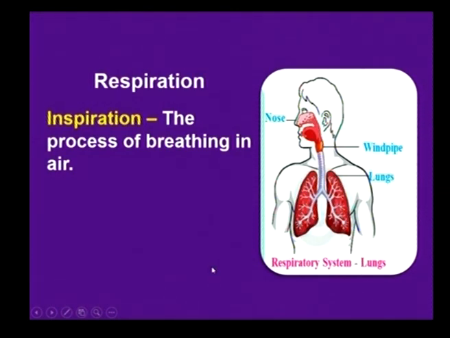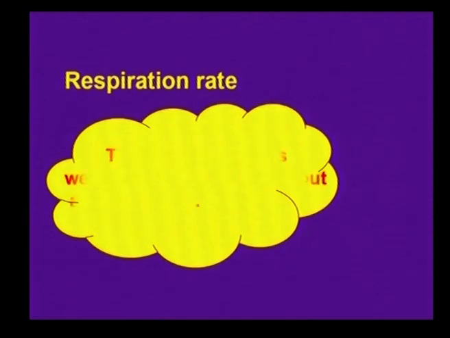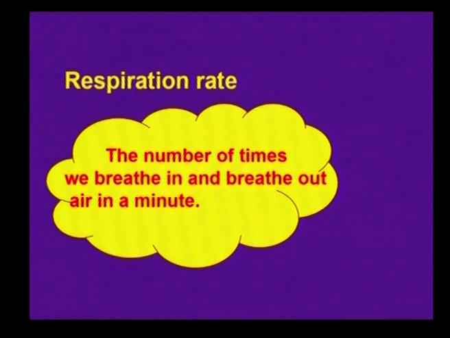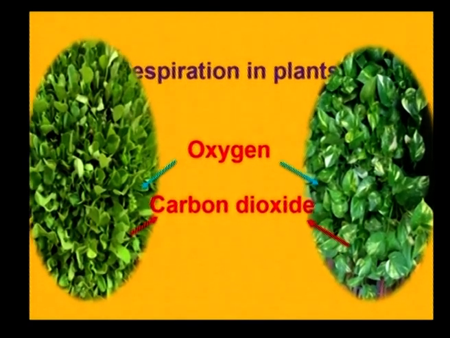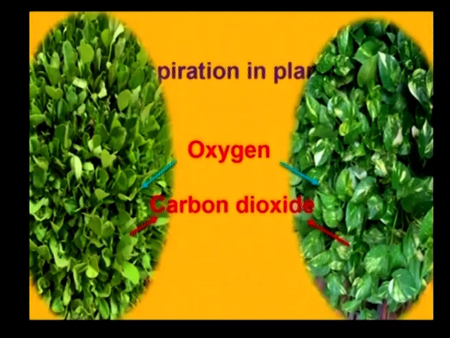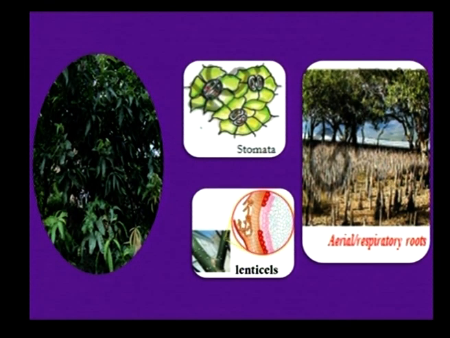Inspiration is the process of breathing in air and expiration is the process of breathing out air. Respiration rate is calculated as the number of times we breathe in and breathe out air in a minute. Do plants respire? Plants also respire. They take in oxygen and give out carbon dioxide during the process of respiration. Stomata, lenticels and aerial or respiratory roots in some plants help them to respire.